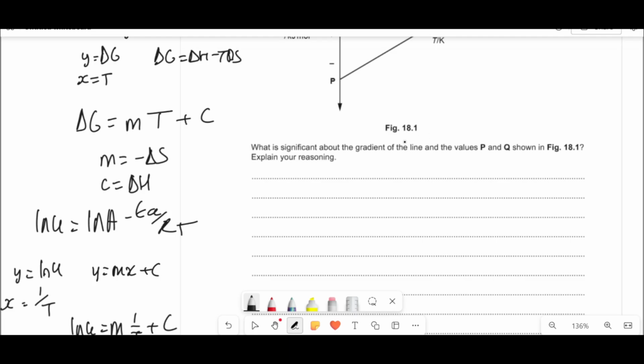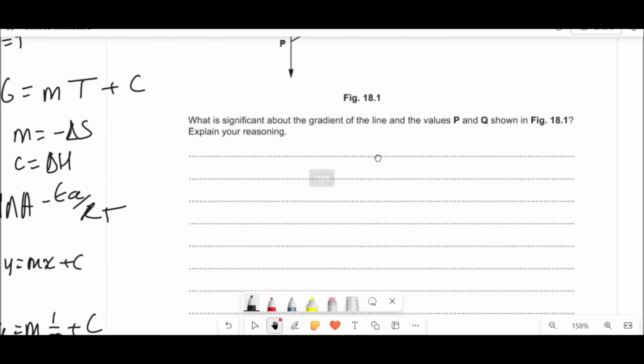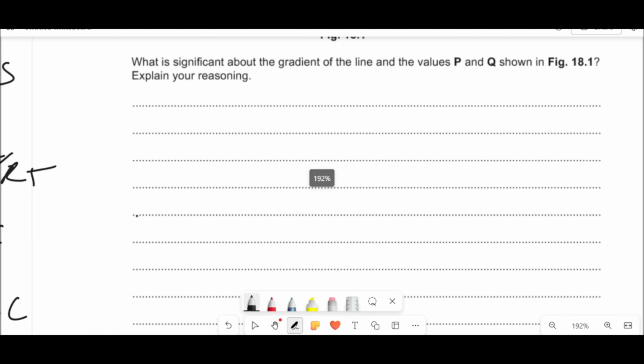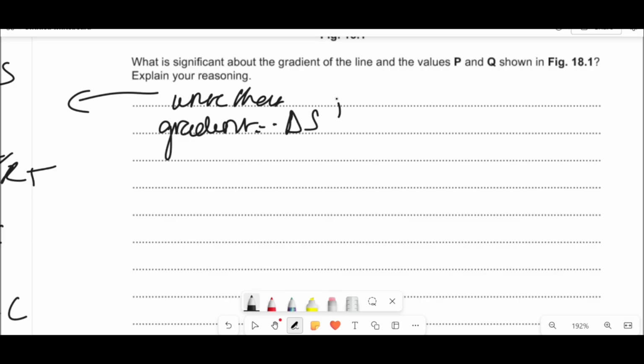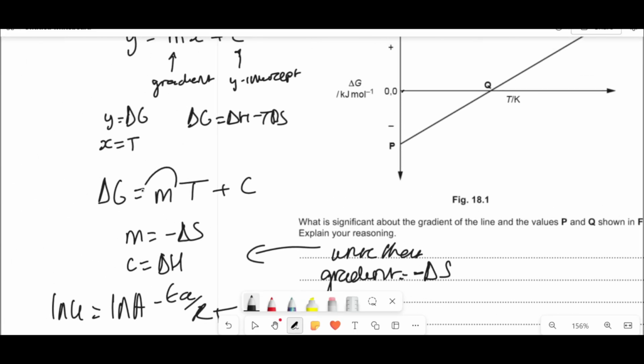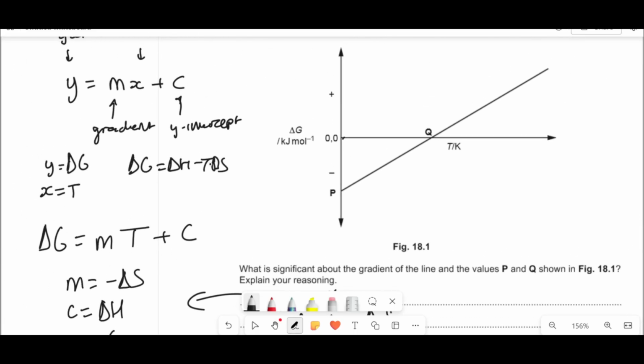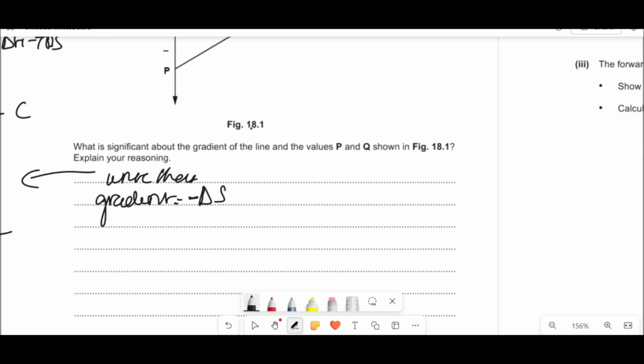So in this example here, they're talking about Gibbs free energy change. In this question, they expect you to link it here as well. So basically everything I've written there on that side would come here, and eventually you would say that the gradient equals negative delta S. It has to be negative because y equals mx plus c, but delta G is minus T delta S, and the x-axis is just T, not negative T. So you have to times on negative delta S.